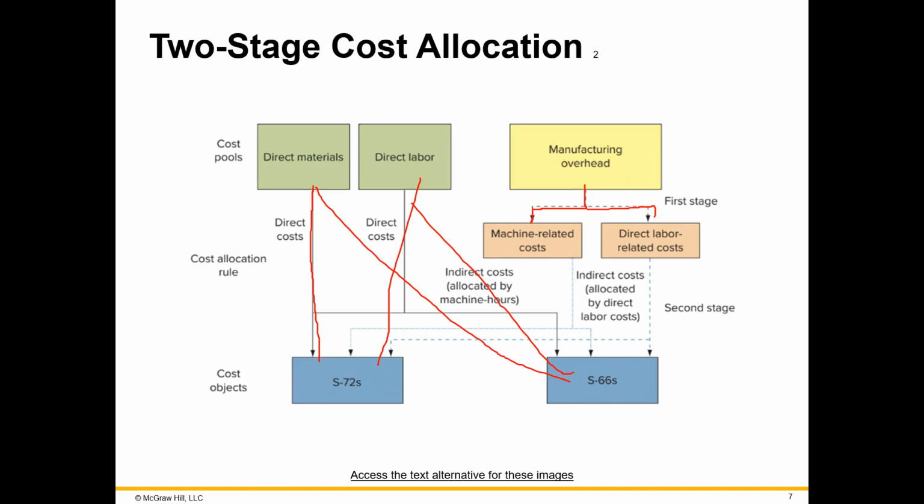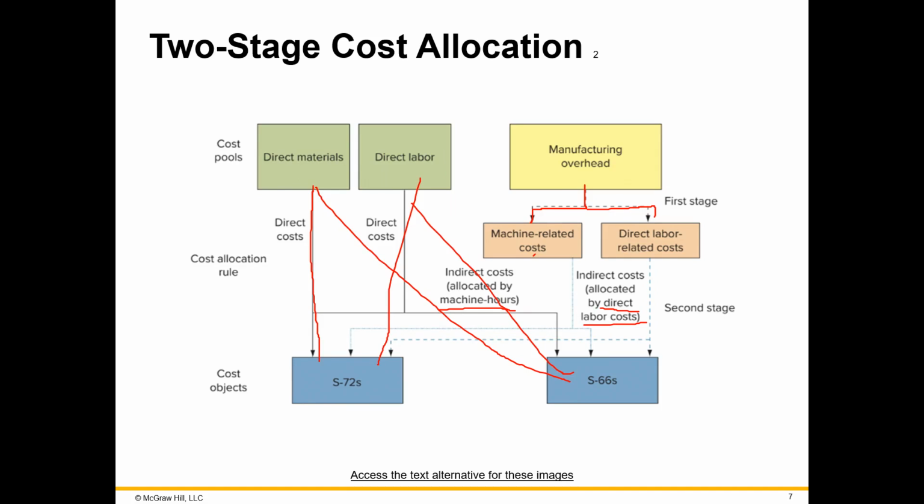So for the machine-related costs, they're going to allocate these by machine hours. And for labor-related costs, they're going to allocate it based on direct labor costs. Instead of in prior chapters where we had one overhead allocation rate and one allocation base, when the base could be machine hours or direct labor hours or direct labor dollars, or a multitude of different things. In this case, in a two-stage cost allocation system, we can use different allocation bases.